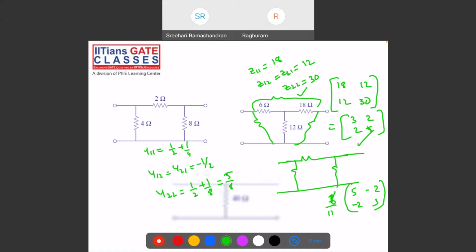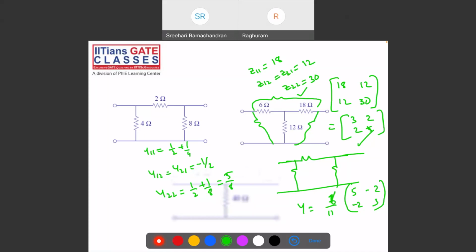This is how you'll find the y parameters. I think it's better than delta and star. Anyway, it actually depends upon the values. If all the values are equal, that's why I told you the method. You can choose any of the methods you want.